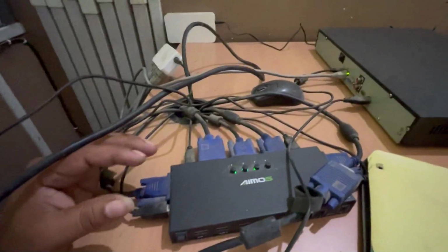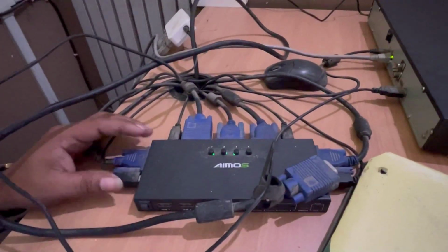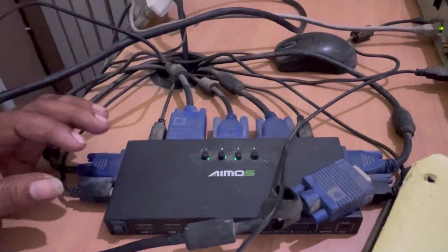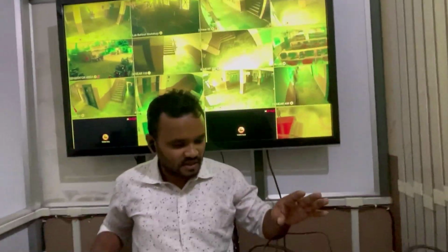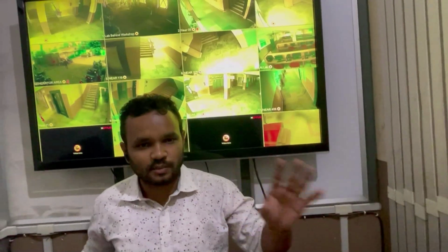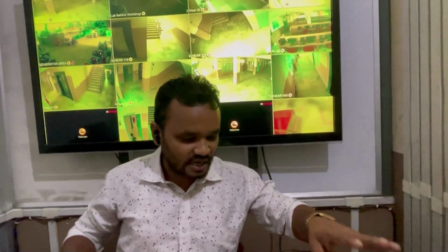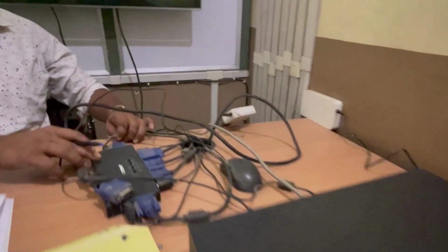So there is a VGA splitter that we can see here. This VGA splitter leads to connection to several monitors which can be used for displaying the images, and these monitors can be placed at different locations. Different people can have a look at the images at any point of time.